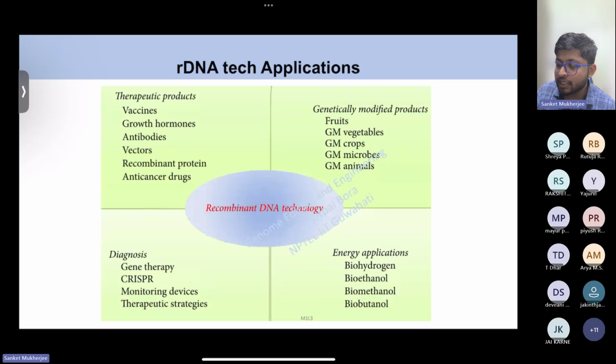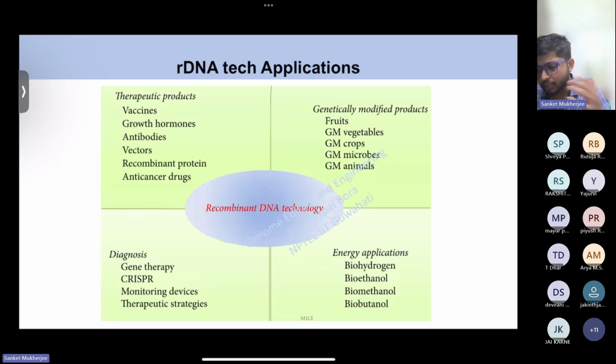Growth hormones are given, yes, even in the case of plants, it's mostly given. Antibodies to, let's say, snake bites, or a lot of toxins and venoms, are produced using rDNA technology. Then the vectors, for example, the plasmids like I talked about, pGL3, pBR322, which are very well-known plasmids, are also produced using rDNA. Then recombinant proteins like human insulin. There is a case study in lecture 3 which talks about insulin.